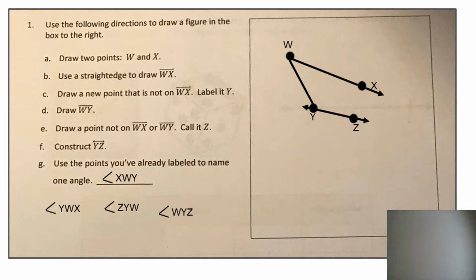E says to draw a point not on the ray WX or the line segment WY and call it Z. So I made it over here. And then it says to construct line YZ, because it has 2 arrows, which means it goes on forever in both directions. So it goes on forever through Y, and it goes on forever through Z. So the arrows are after the endpoints. So that is line YZ.